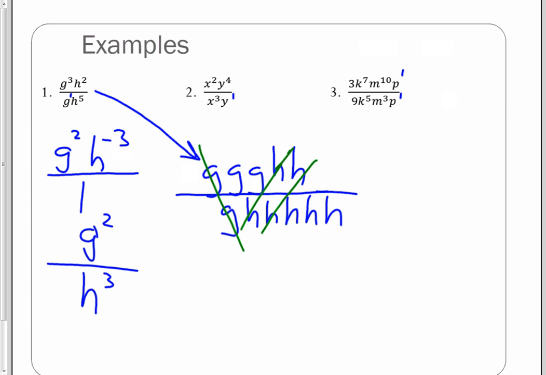Look at number 2. Let's use this method for number 2. Where are there more X's, on the top or the bottom? Bottom. How many more are on the bottom? So all of the X's cancel except for 1 on the bottom. Where are there more Y's? How many more? 3.